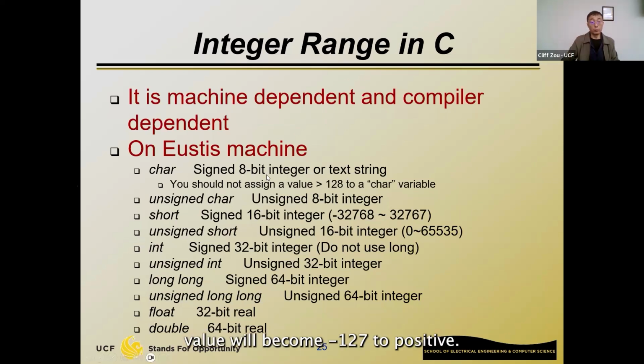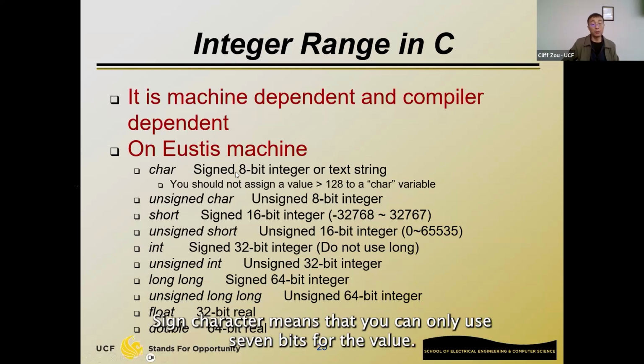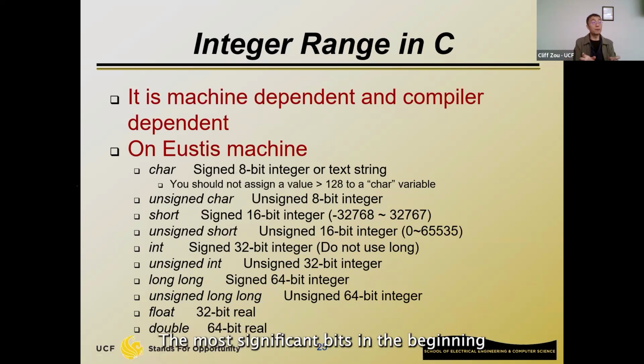So the character value range is -128 to positive 127. You should not assign a value bigger than 127 to a signed character value. For an unsigned character, you can use all 8 bits for the value, so the value is between 0 and 255. A signed character means you can only use 7 bits for the value. The most significant bit in the beginning is the sign, so you only have 7 bits for the value.